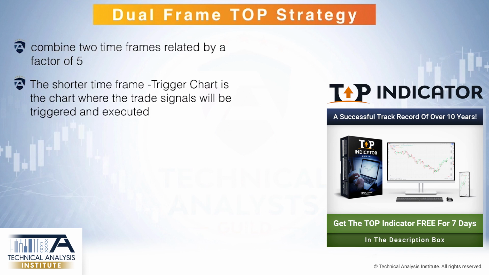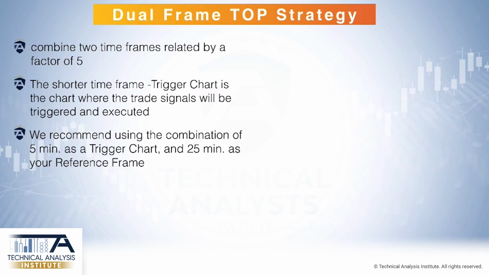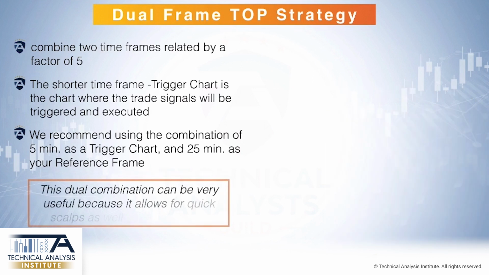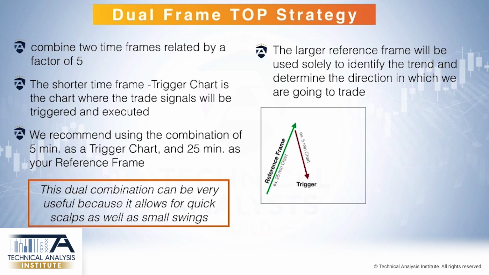Let's assume that you typically hold positions for less than an hour and use time-based charts. So we recommend you use the combination of 5 minutes as a trigger chart and 25 minutes as your reference frame. This dual combination can be very useful because it allows for quick scalps as well as small swings. The larger reference frame, in this case the 25-minute chart, will be used solely to identify the trend and determine the direction in which we are going to trade. That means that if the trend is up on the reference frame, declines on the 5-minute chart will create buying opportunities.